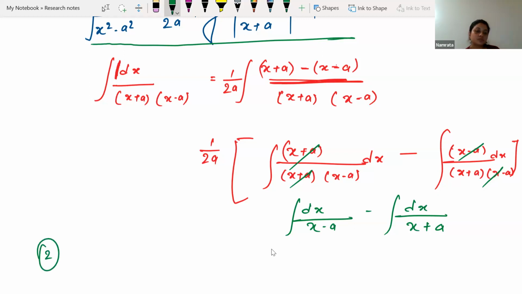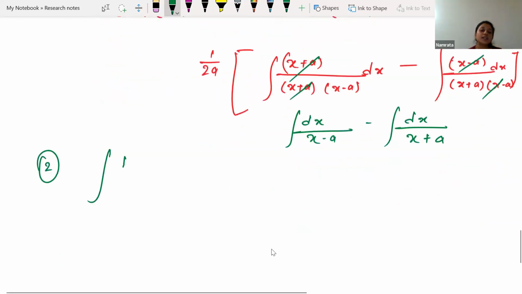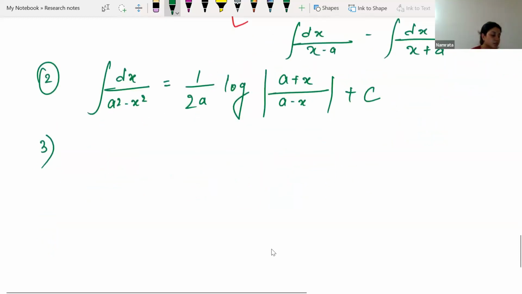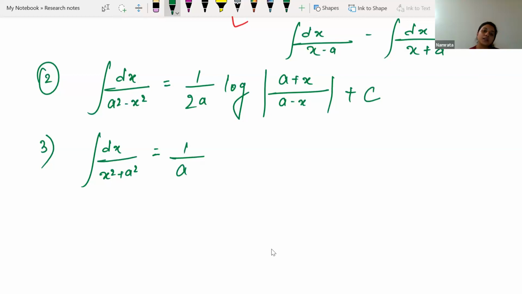Number 2, we are having the formula dx by a square minus x square. That will be 1 by 2a log a plus x by a minus x plus constant of integration, obviously. Number 3, if we are having dx over x square plus a square, that's formula is 1 by a tan inverse x by a plus constant of integration.